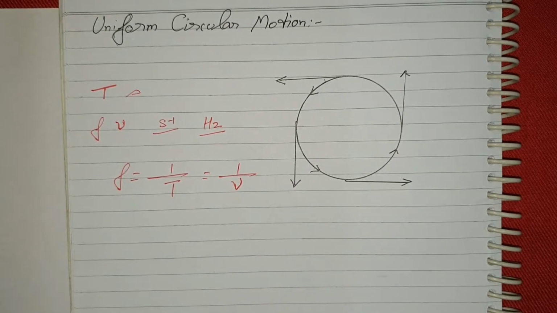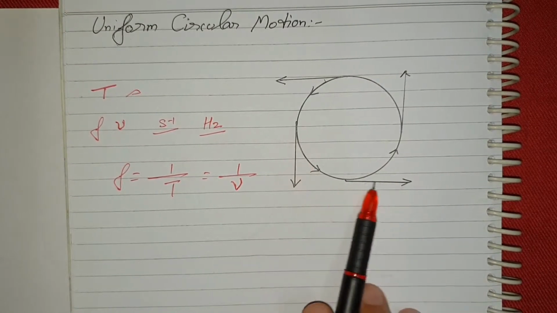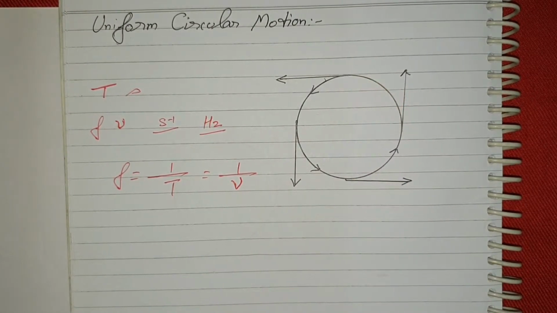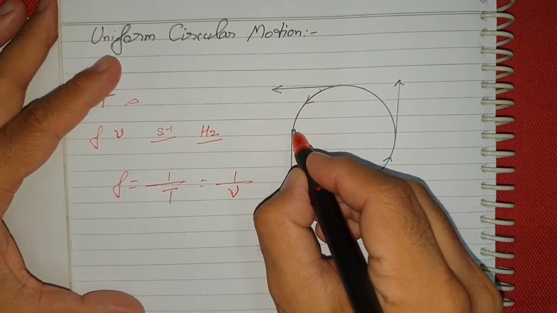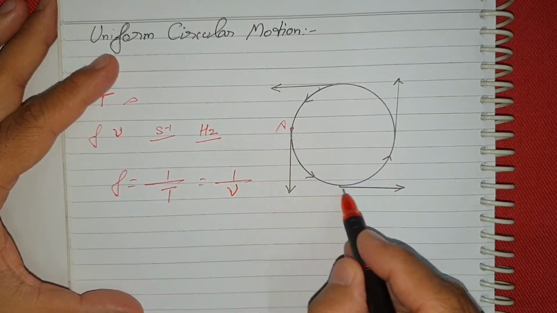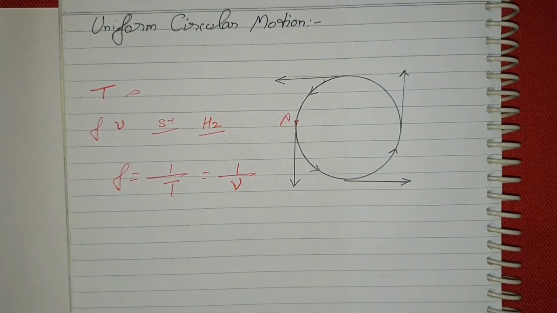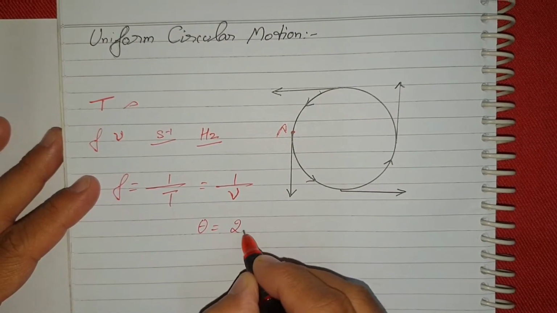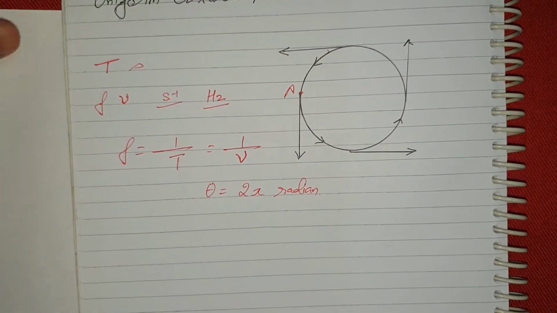Now let us talk about the angular velocity. Consider a point object describing a uniform circular motion with a frequency nu and the time period T. When the object completes one revolution, the angle traced at the center of its circular motion is 2 pi. Suppose from this point A it covers the motion and reaches back here. In a complete revolution, it makes an angle theta equal to 2 pi radian.